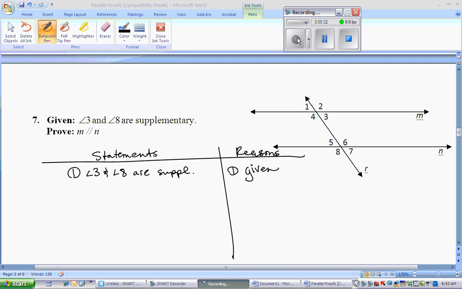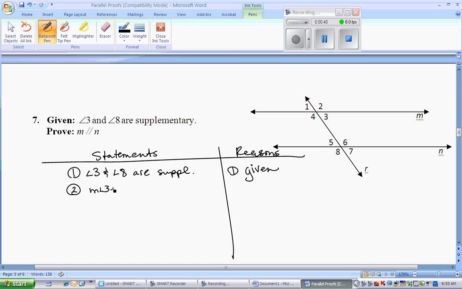But let's go ahead and use our given to set up an equation. So I'm going to, in statement 2, say measure of angle 3 plus measure of angle 8 equals 180. And that's just what supplementary is. So definition of supplementary angles.